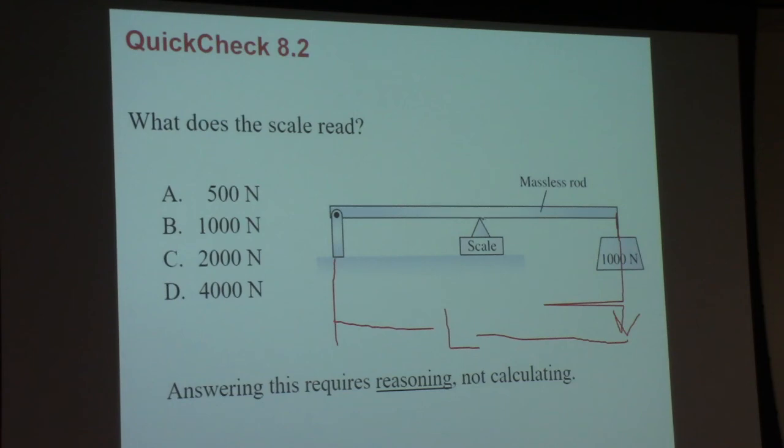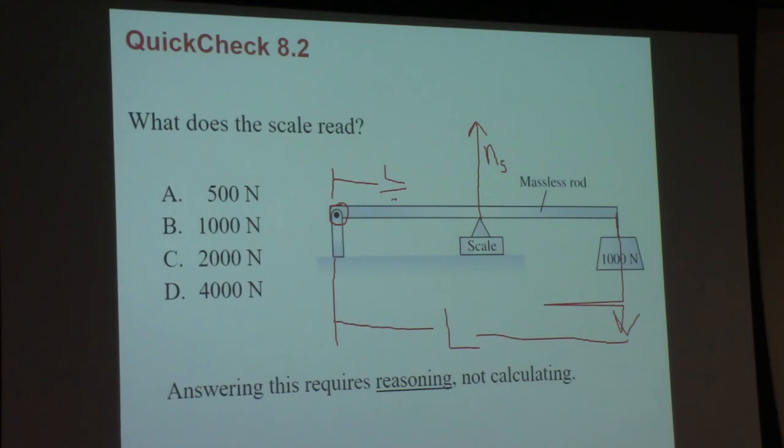Now the scale has a force on this rod that's this way. We can just call it normal force from the scale. And then we can pick this as the pivot point, so the torques are balanced. So you have 1,000 newtons way over here at L. This distance is L over 2.